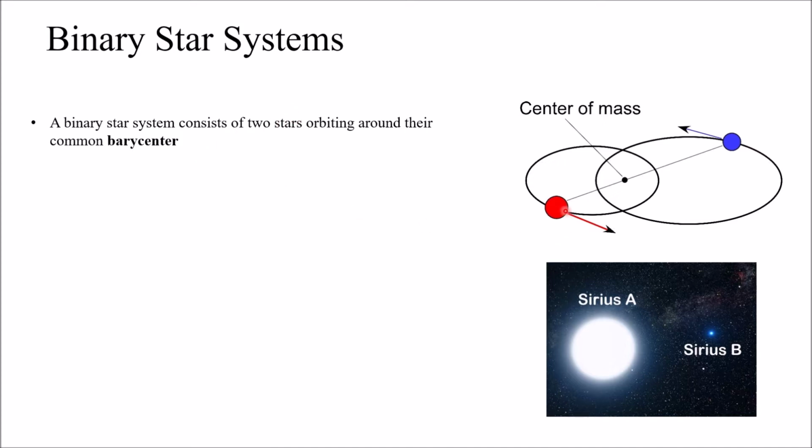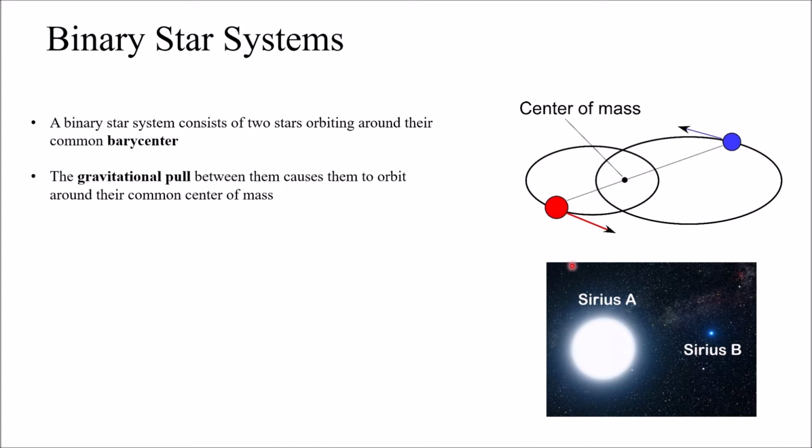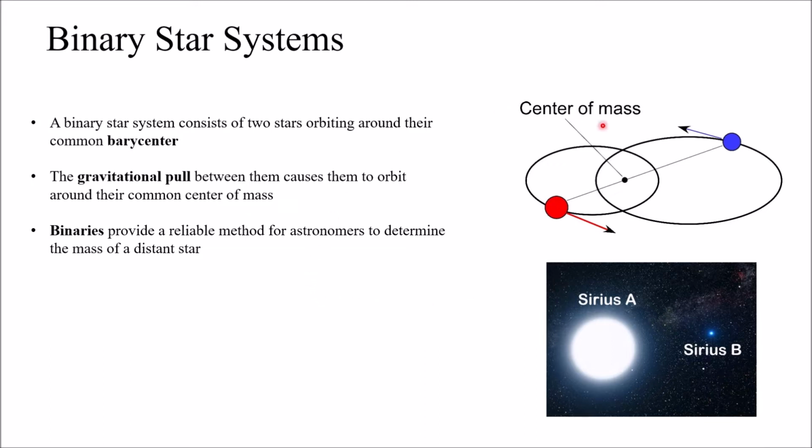And so a binary star system, we have two stars here, bi meaning two, and they're orbiting around a barycenter or center of mass. The gravitational pull between them causes them to orbit around that center of mass. And the reason why these are important is they're relatively common, and we can use them to determine the mass of a star by looking at their orbits.